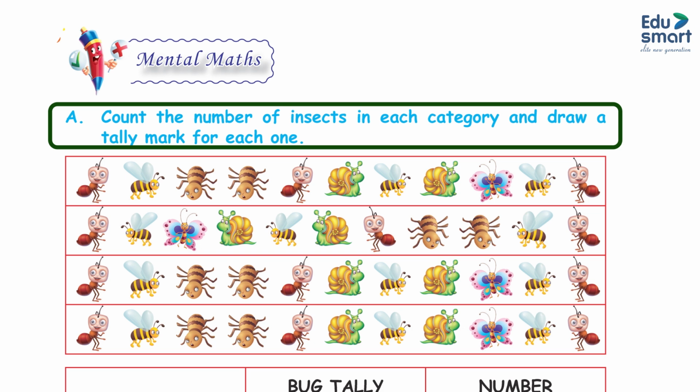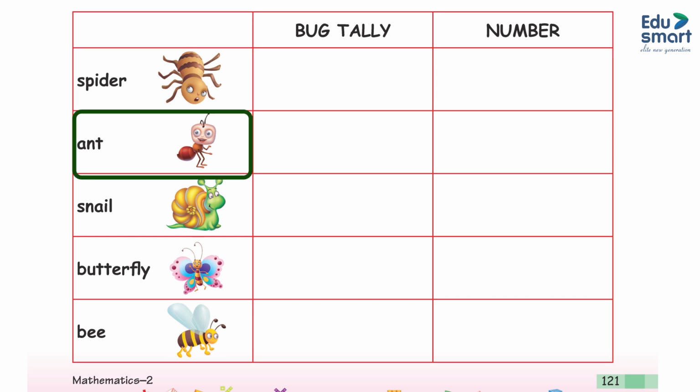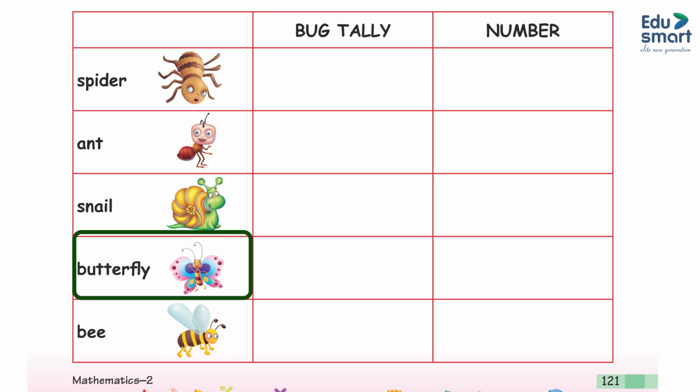Mental maths. A. Count the number of insects in each category and draw a tally mark for each one. Bug tally. Number: spider, ant, snail, butterfly.